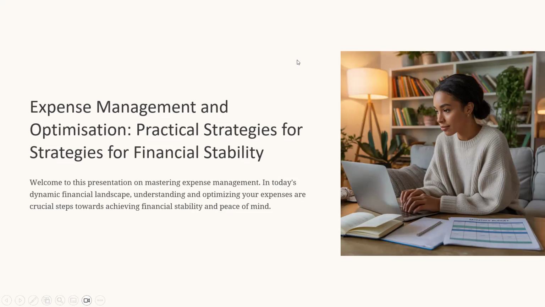All right, so good evening, everyone. This presentation is our presentation on expense management and optimization. It is effectively module 2 of the personal financial makeover program. Our main focus tonight is going over how we can reduce expenses, better manage our spending, as well as look at practical strategies for improving financial stability.